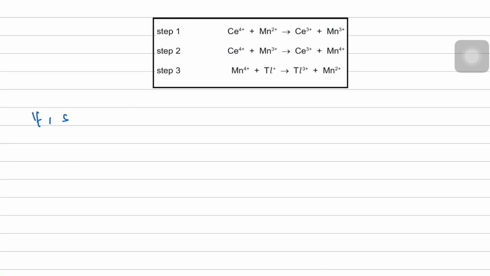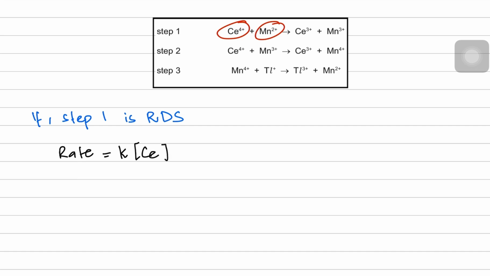But now let's talk about RDS. If step 1 was the rate determining step, then rate equation should be written for step 1. Step 1 has Ce4+ and Mn2+. So rate is equal to rate constant times Ce4+ and Mn2+, both raised to the exponent of 1, because both are involved 1 times each.